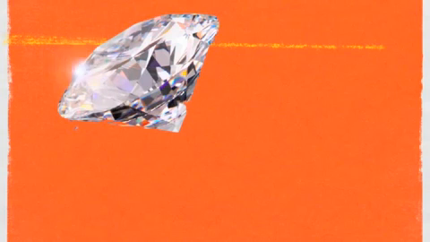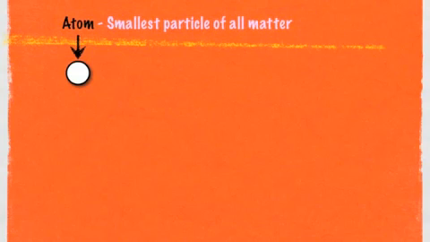And there it is. Obviously, it has to be enlarged for you to see that, but let's say that that little white circle is the smallest particle of that diamond, which we would call an atom. So let me enlarge it there for you so you can see it a little bit better. So one of the ways in which we can define an atom is that it's the smallest particle of any type of matter. It's the smallest particle of all matter. Should be simple enough to understand.